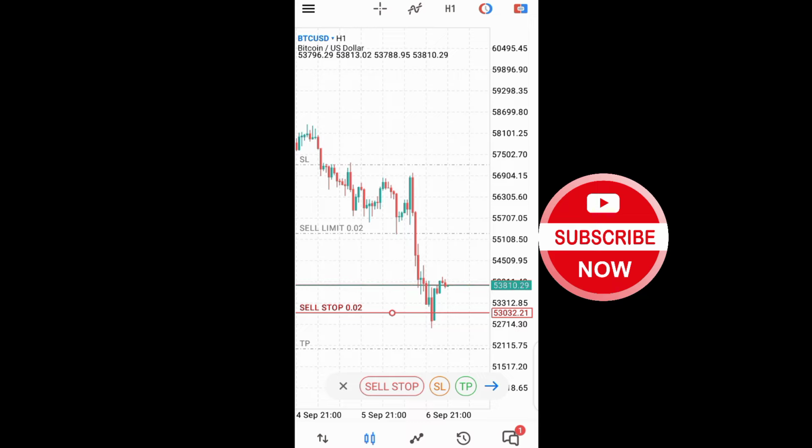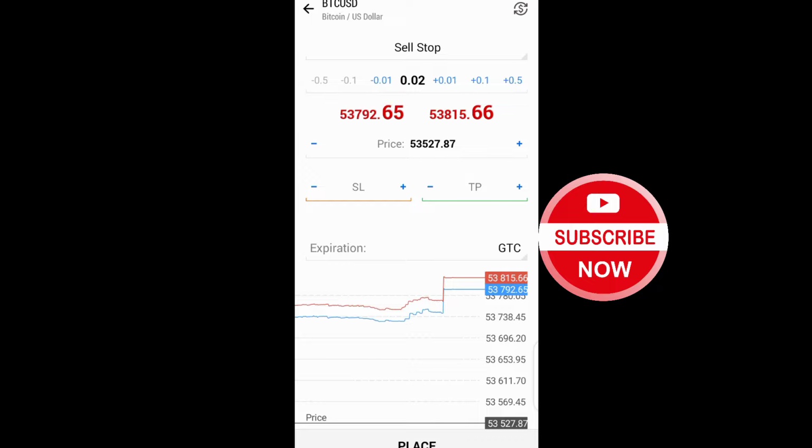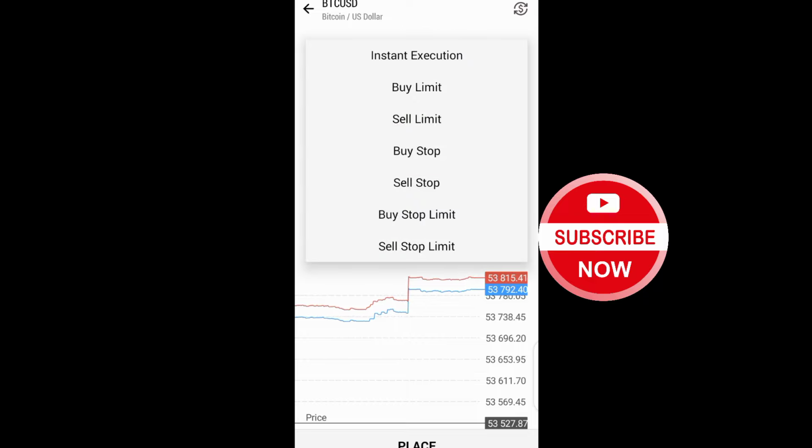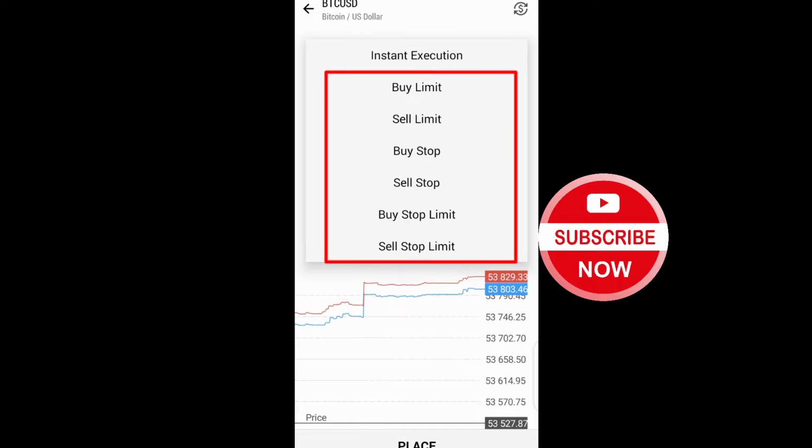Another thing you can do to help you, if you don't want to be moving these cursors, is to come to this arrow button here and click on it. In this case, you will have the option to just do it like you do normally in Metatrader 4, because in Metatrader 4 you don't have that marker to move around. So you just click on this type of order here. There you can select any type of order that you want. Apart from instant execution, you have all these other pending order types.